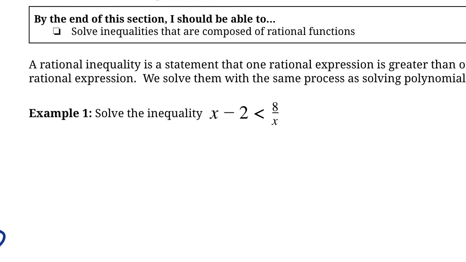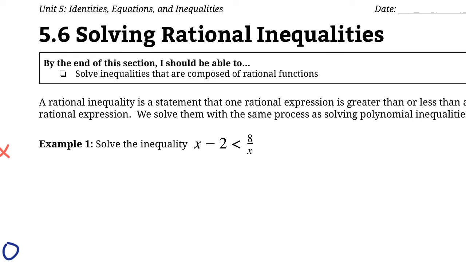And this is how we do it. We're going to move that 8 over x to the other side. x minus 2 minus 8 over x is less than 0. Have we broken any of those rules yet? No, we haven't. There's no way that sign is going to flip because we haven't multiplied or divided by a negative number.